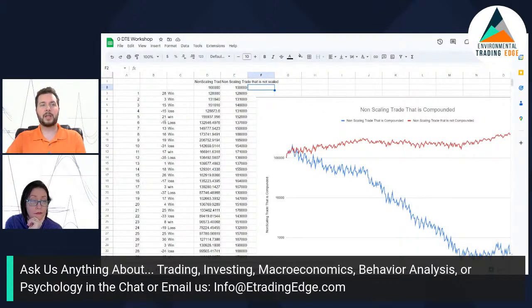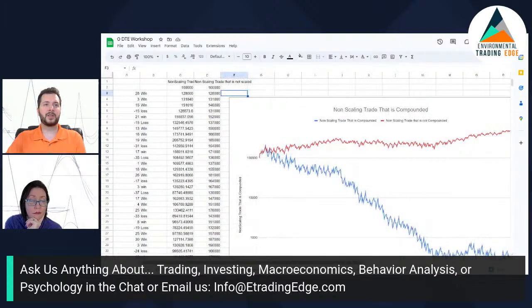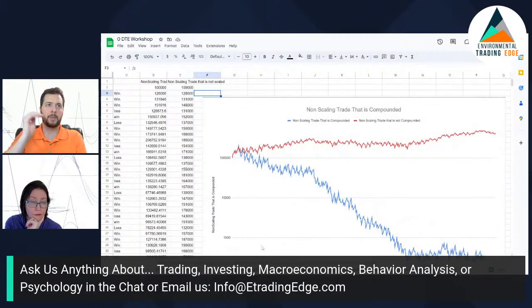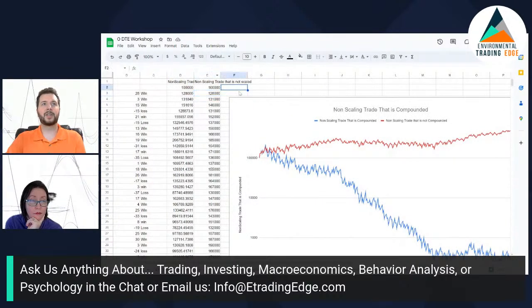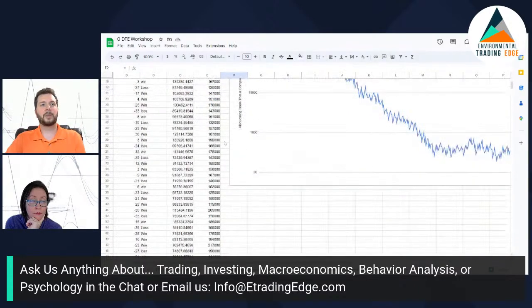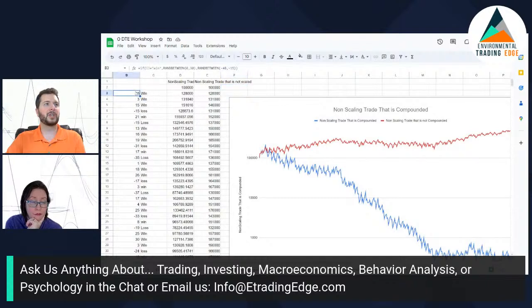And what you can see here is, in column E, which is this red line over here, if I put the same amount of money in this trade, in this case $100,000 on every trade, I just stick $100,000 on every trade over time. Well, what's interesting about that is that this is the way it is, and I'm going to change this.